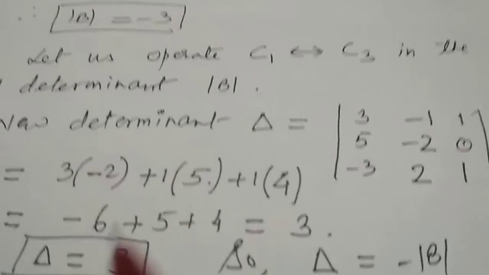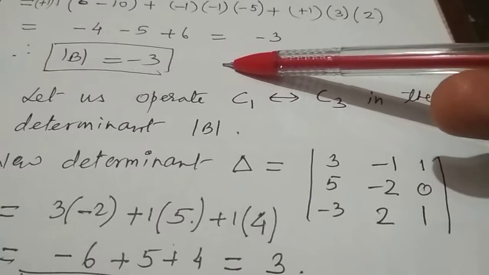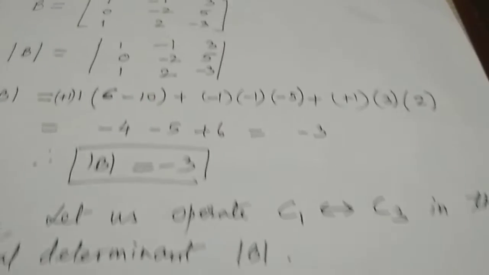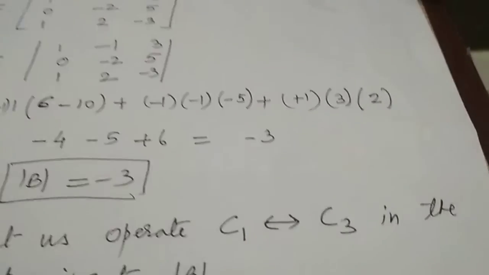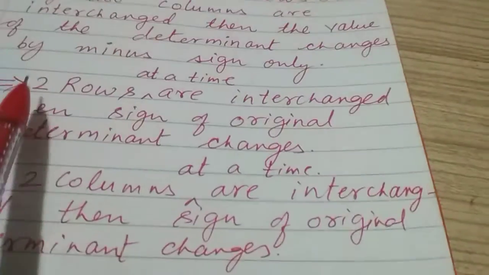So we can say that the new determinant is the negative of minus 3, that is plus 3. The new determinant is the negative of the original determinant, and the original determinant is the negative of the new determinant. Hence we should understand that whenever you interchange any two columns or any two rows, the value of the determinant changes by minus sign only.